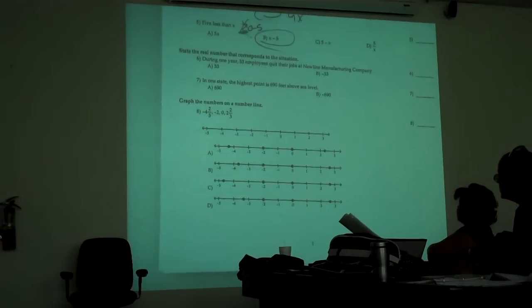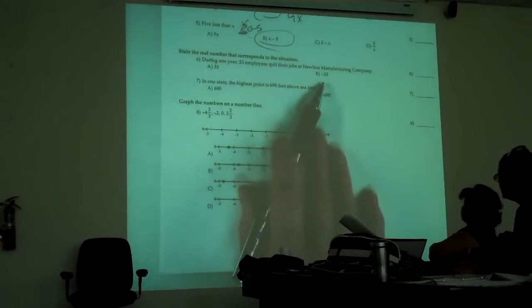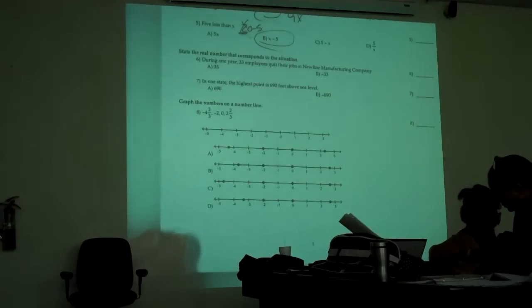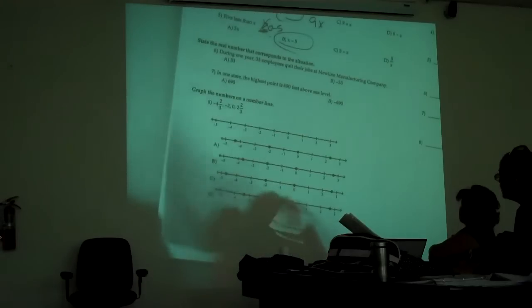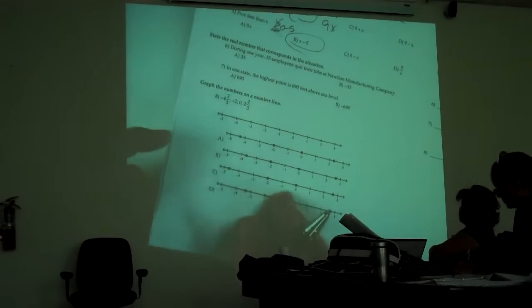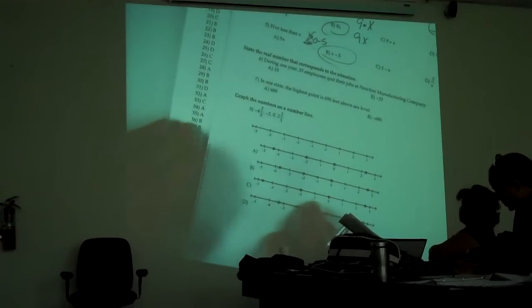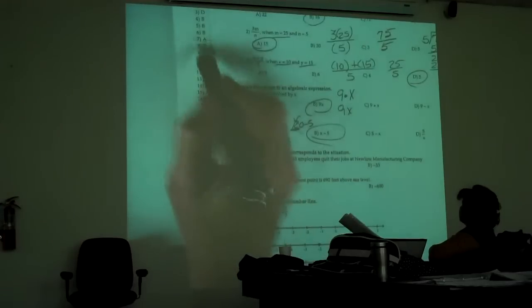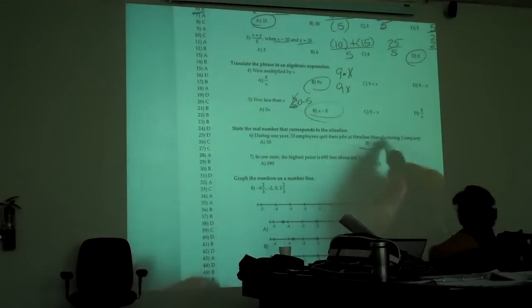State the real number that corresponds to the situation. During 1 year, 33 employees quit their job. Is it positive or negative 33? Negative. That's not a good question, is it? Because if it's positive, it actually gives the answers here. I would say it's negative because they lost employees, because you have that many less. Yeah, it's negative.